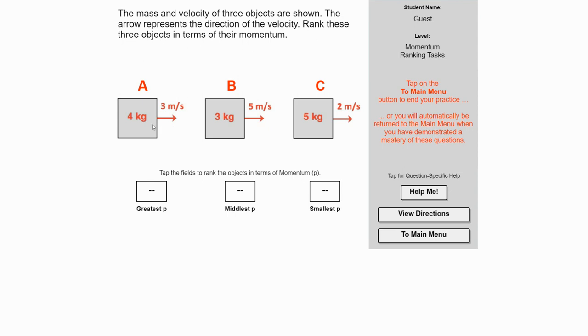What do we got here? 3, 4, 12, 15, 10. So it should be B, A, C again. Do we agree here? Yeah. All right. Again, there's no turning back.